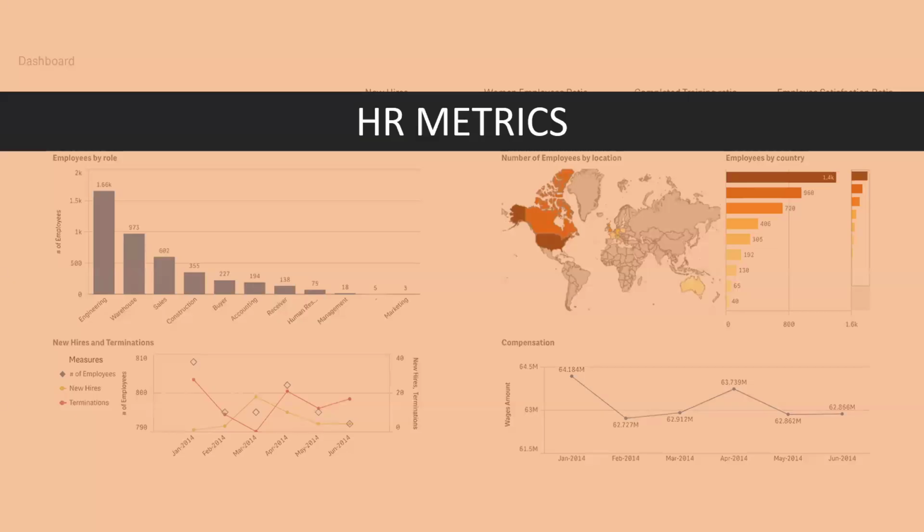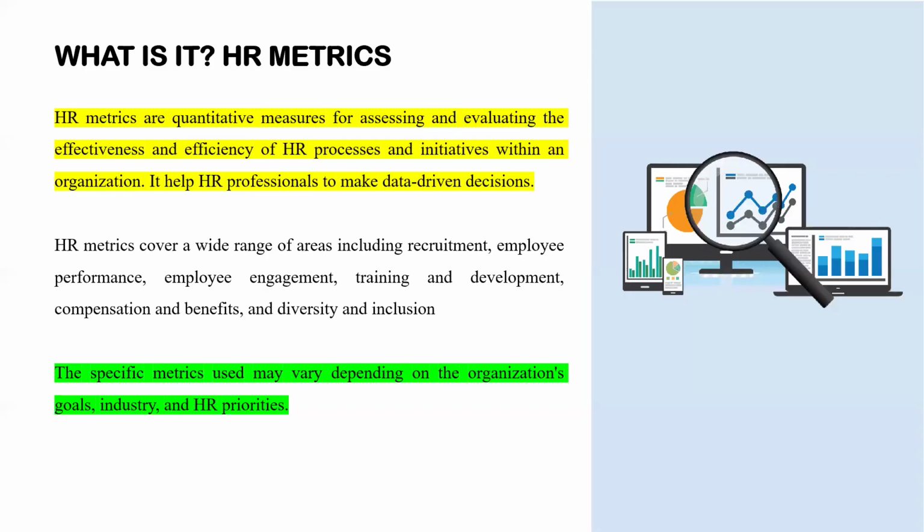Okay. So we are talking about HR metrics. What is it that we mean? HR metrics are just quantitative measures for assessing and evaluating the effectiveness and efficiency of HR processes. Basically, HR do a lot. They employ, they recruit, they train, they do performance appraisal, those kinds of things. How do they judge that this is going well or it's not going well? Those are the metrics or the key performance indicators.